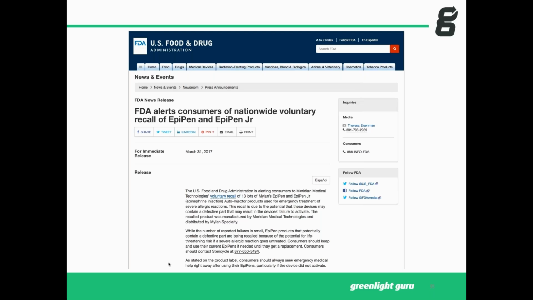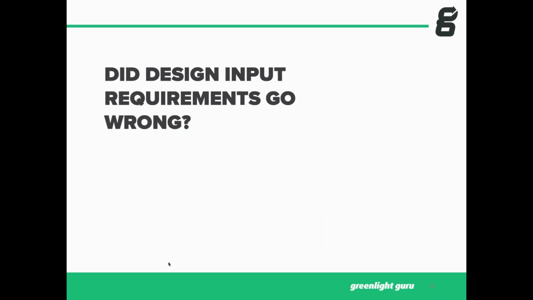And I'm not sure if I had a peanut allergy and I had that particular product, I would know what to do. There's a lot of steps, and it's a high stress situation when I have to use it. So, I don't know. It just begs the question of could we do more to improve that product? And I guess I would ask you, did design inputs go wrong?